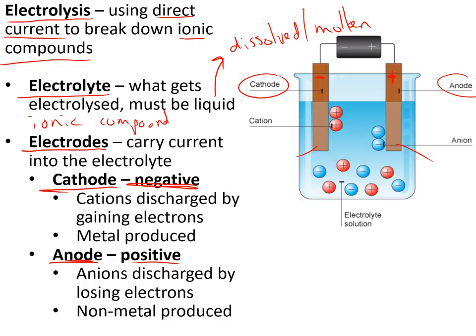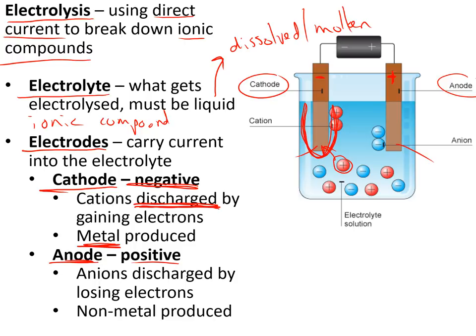Because the cathode is negative, cations, positive ions, will be attracted towards it. Okay, and what happens? The cations get discharged. That means they lose their charge. So for a cation to lose its charge, it must gain electrons. So cations are discharged at the cathode by gaining electrons, and that produces a metal. So if that was a zinc ion, we'd make zinc metal at the cathode here. If it was a lead ion, we would make lead metal at the cathode, and so on.